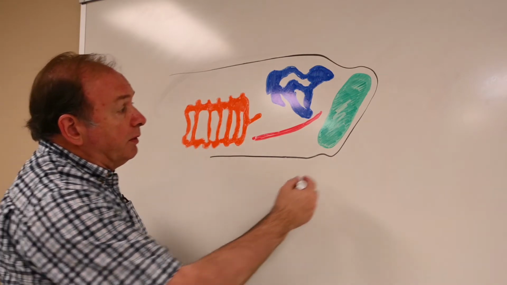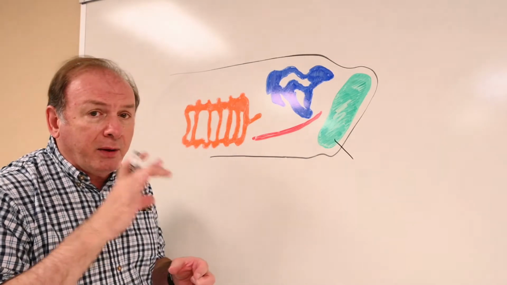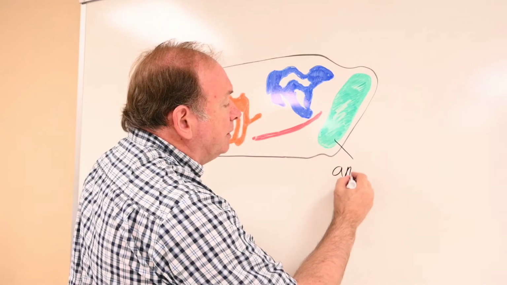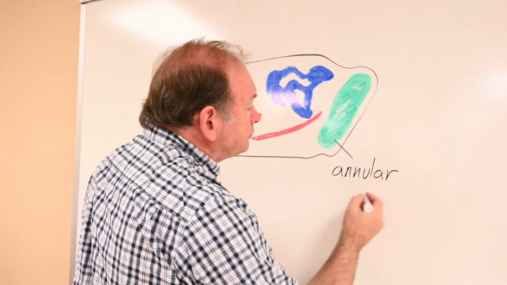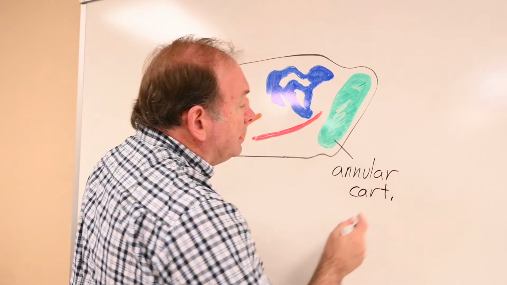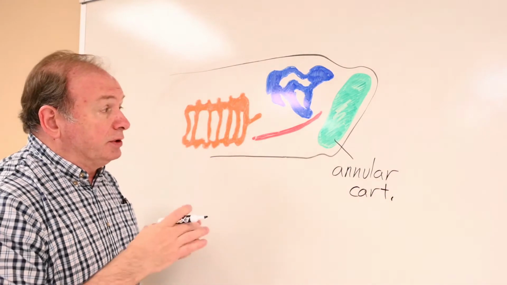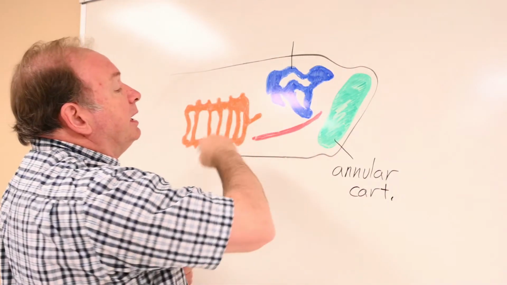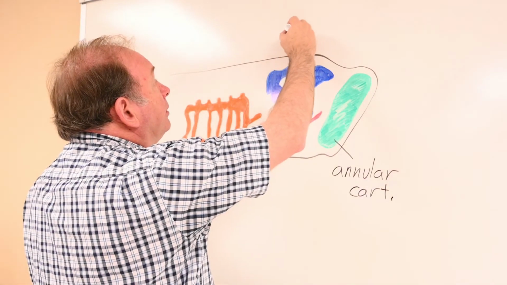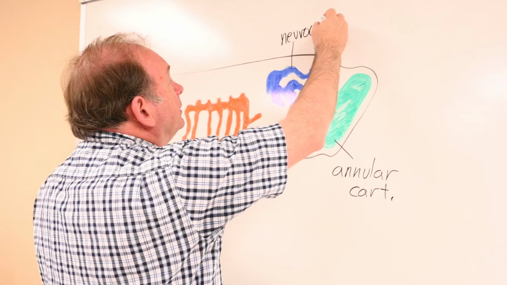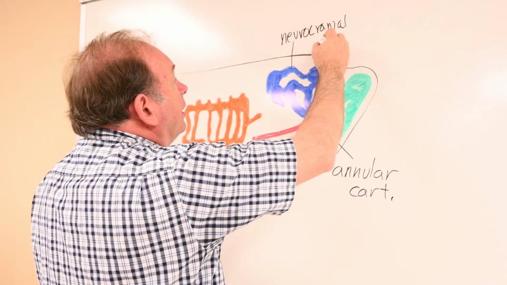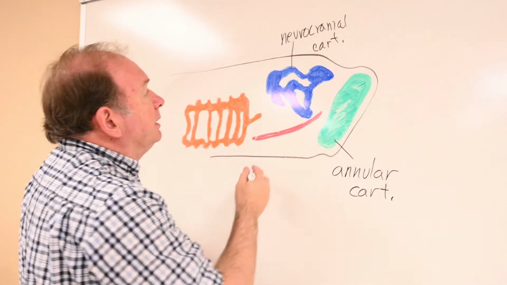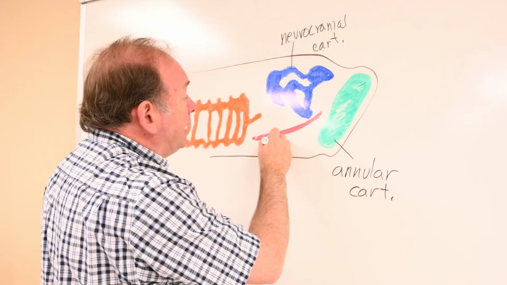This would be a jawless fish, and we have 4 different kinds of cartilage. Out here in the front, around the circular mouth of a lamprey, we have what's called an annular cartilage. An annulus is just a ring, so this is a ring of cartilage. Then associated with the brain region up here, we have neurocranial cartilage, or simply cranial cartilage, as it's usually referred to in the lamprey.